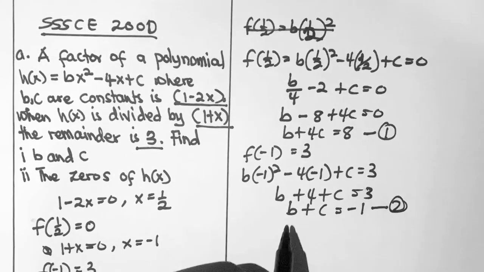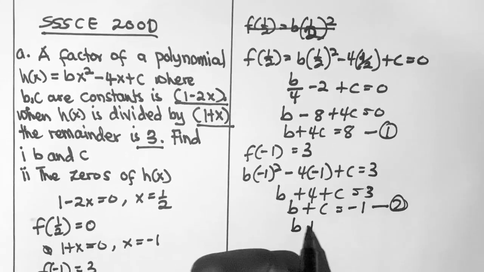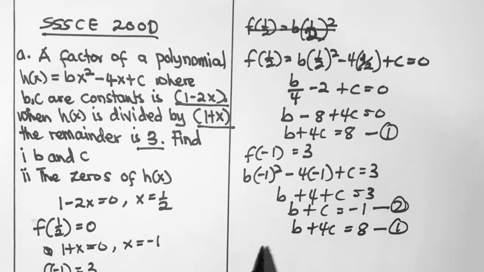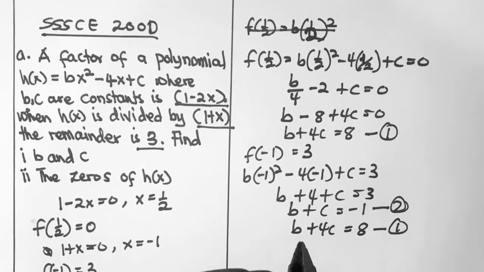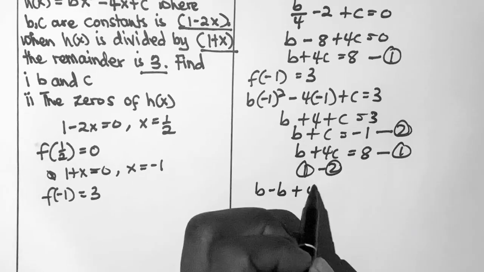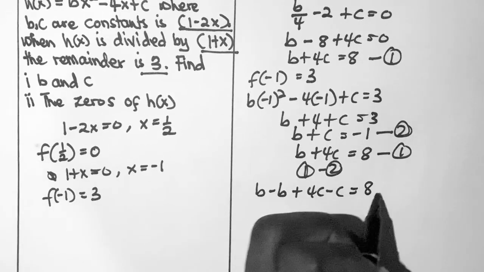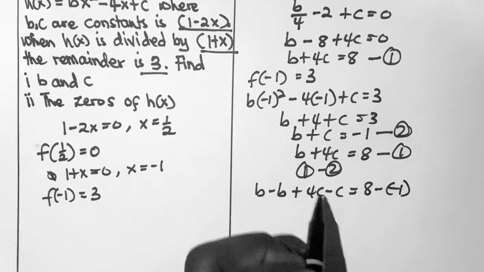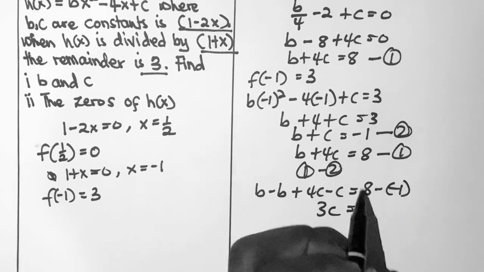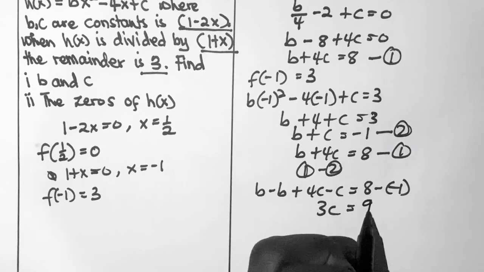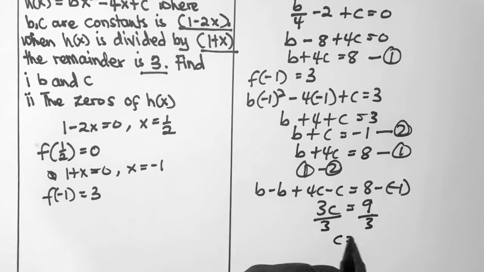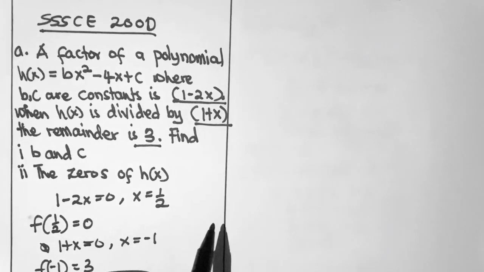So you see that the equation 1 is b, then plus 4c equals 8. So this is equation 1. So let's subtract equation 2 from equation 1. So b minus b, then plus 4c minus c is equal to 8 minus minus 1. So 4c minus c is 3c. That is equal to 8 minus minus 1 is 8 plus 1, which is 9. So if you divide through by 3, you find out that c is equal to 3.